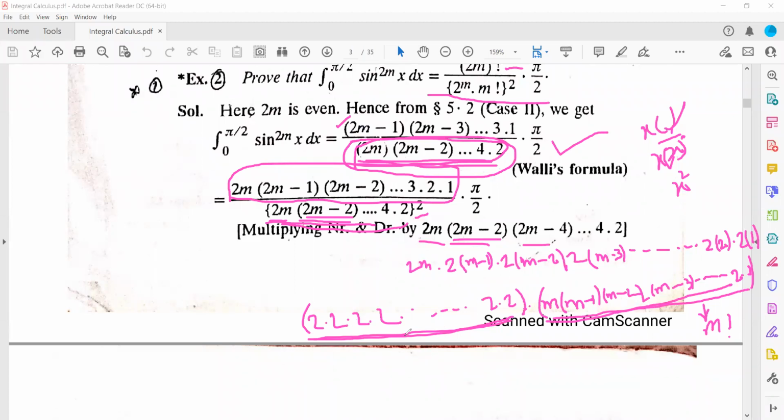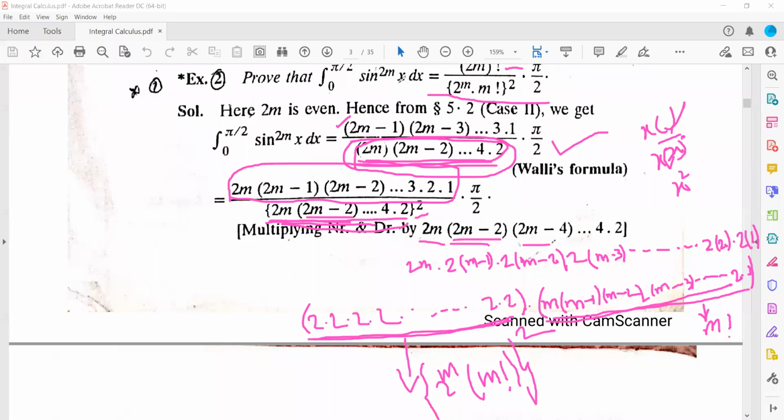So if you multiply all this, it will be equal to 2 to the power m, and this is your factorial m. And this whole thing is squared, no? So ultimately it will become the whole square. So just put the values of this here: 2 to the power m into factorial m, whole square. So now into pi by 2 is there. And that's the required result.